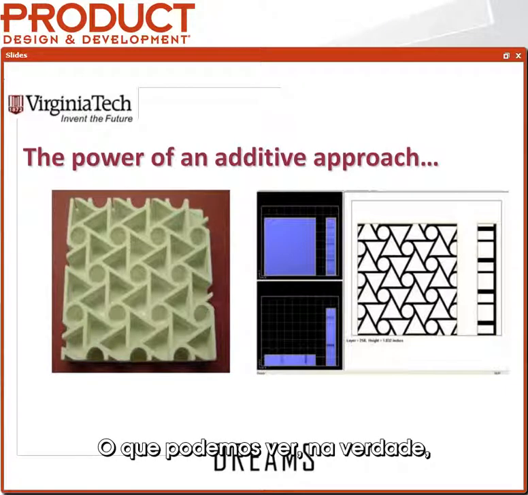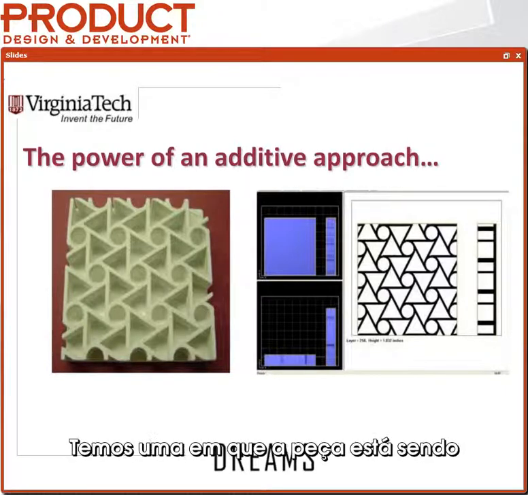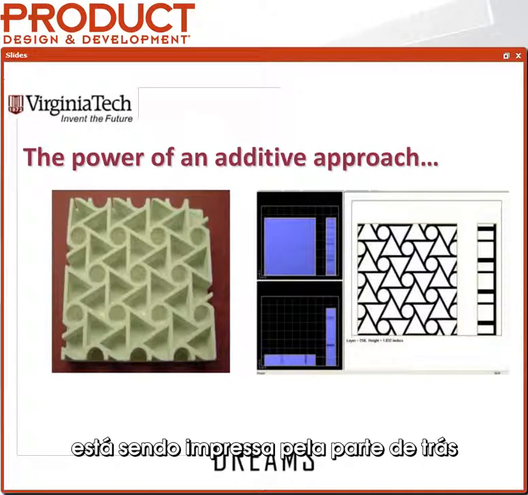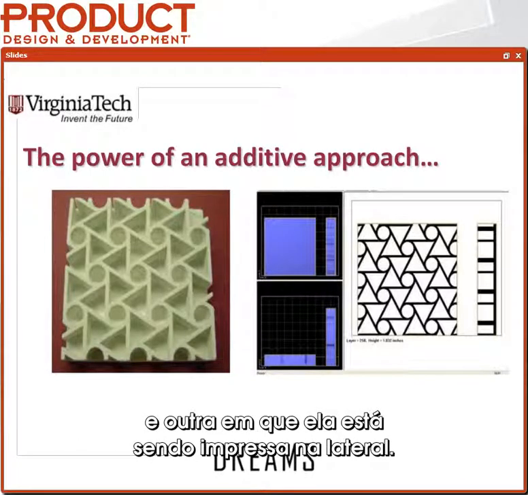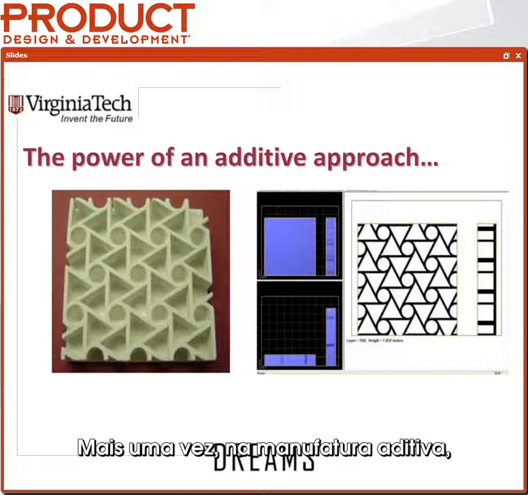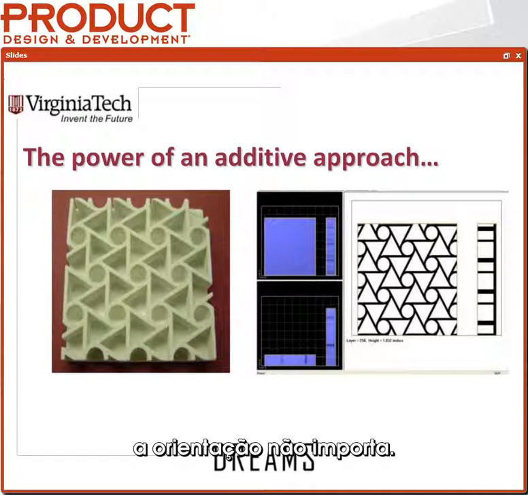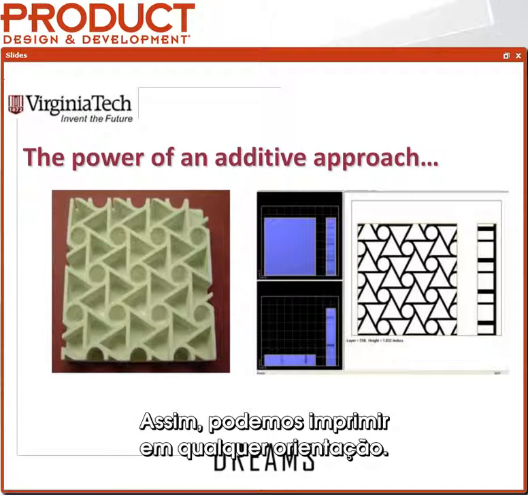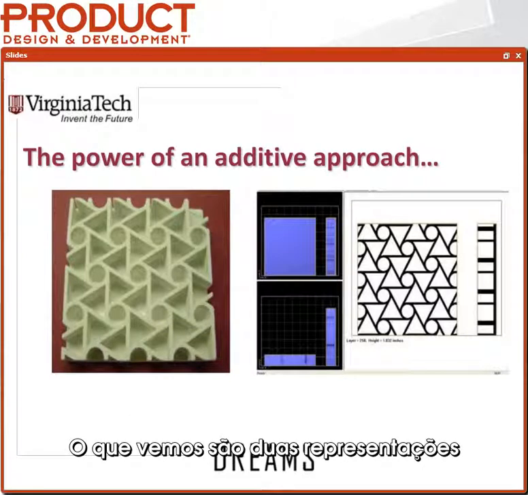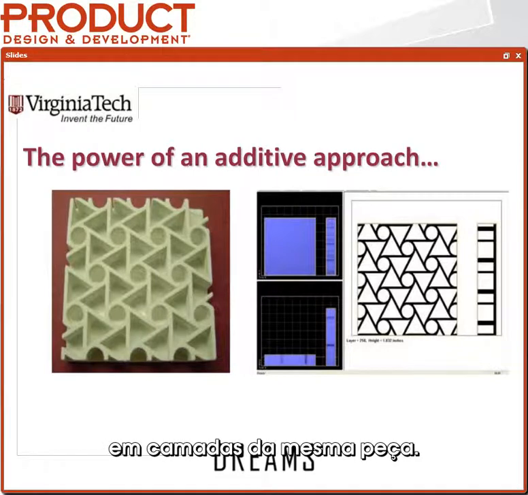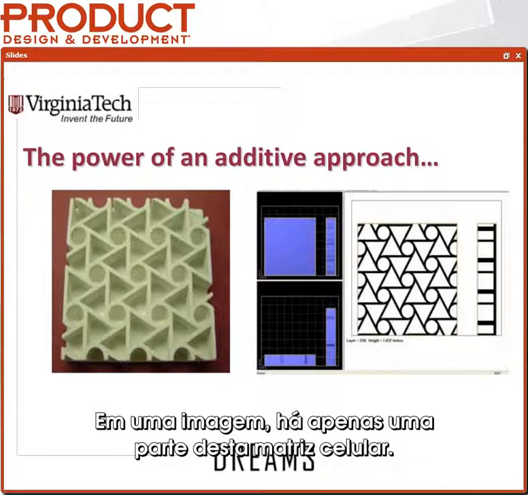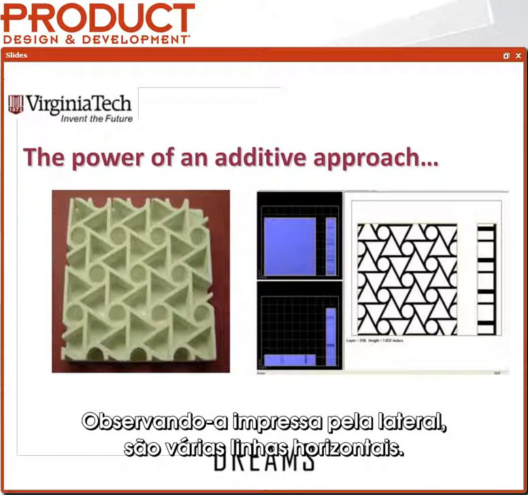Now what you see are actually 2 different images on the right. One where the part is being printed on its back, and one where it's being printed on the side. Again, in additive manufacturing, orientation doesn't matter. The fixturing is not a problem, so we can print in any orientation. So what you see are 2 layer representations of that same part. In one image, it's a cellular sort of matrix. If it's printed on its side, it's a bunch of horizontal lines.